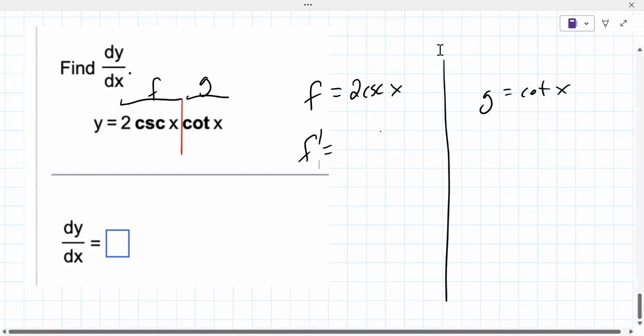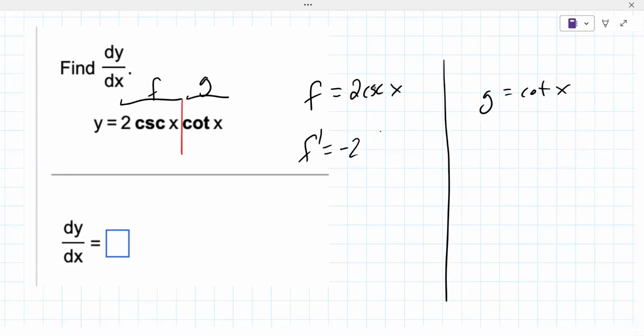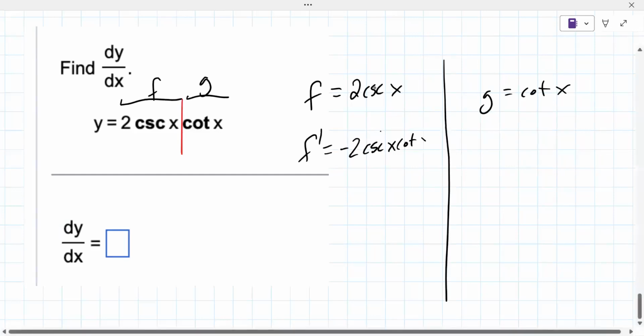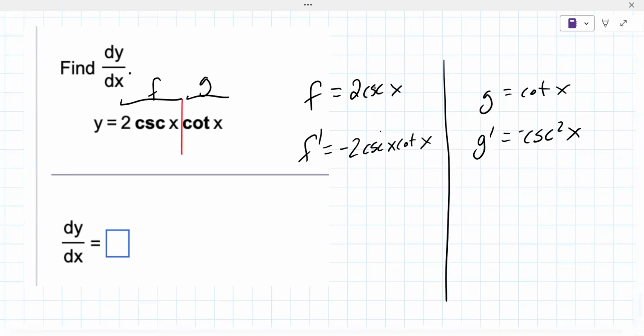You could, for example, put the 2 with the cotangent, but I would just go over those. This is minus 2 cosecant x cotangent x. And then the derivative of cotangent is minus cosecant squared x, like that. That's where you got to know all your derivative rules. You just got to memorize them. You can forget them after the class is over. That helps, but you got to know them for the class.